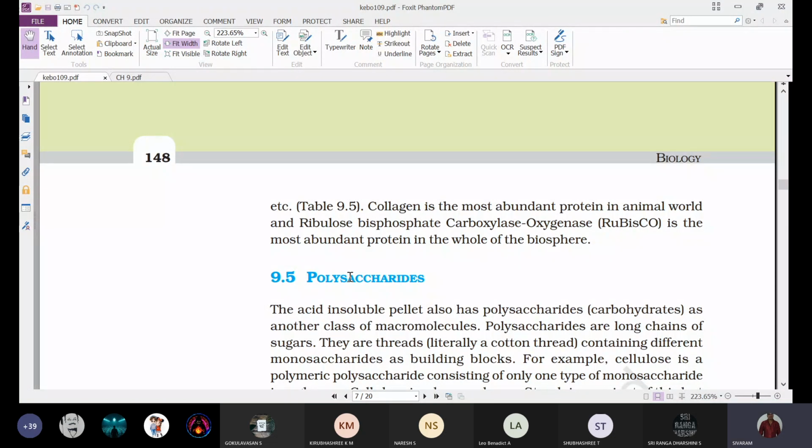So the most abundant protein in all living organisms, in the whole of the biosphere, is ribulose 1,5-bisphosphate carboxylase oxygenase, which is present in plants and is very much required for photosynthesis, or we can say it is involved in carbon fixation. This is ribulose 1,5-bisphosphate. Okay, understood? Does anybody have any doubt?